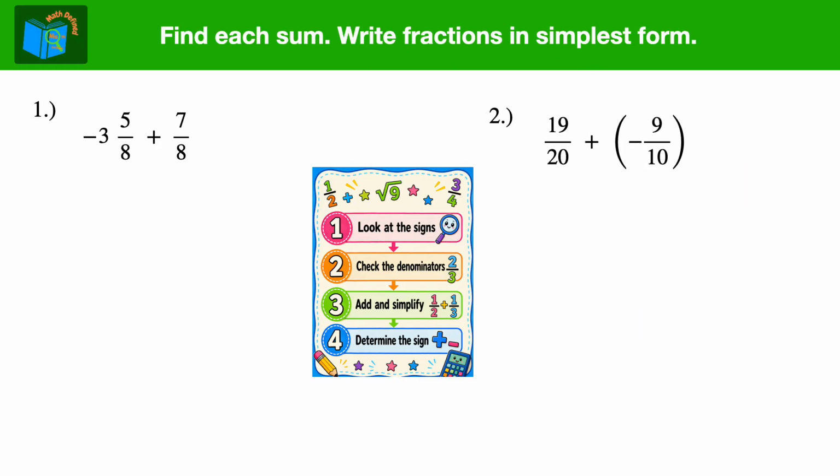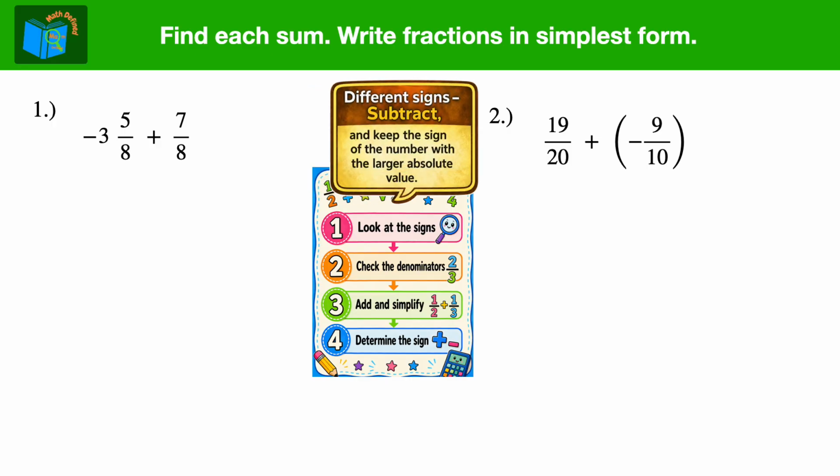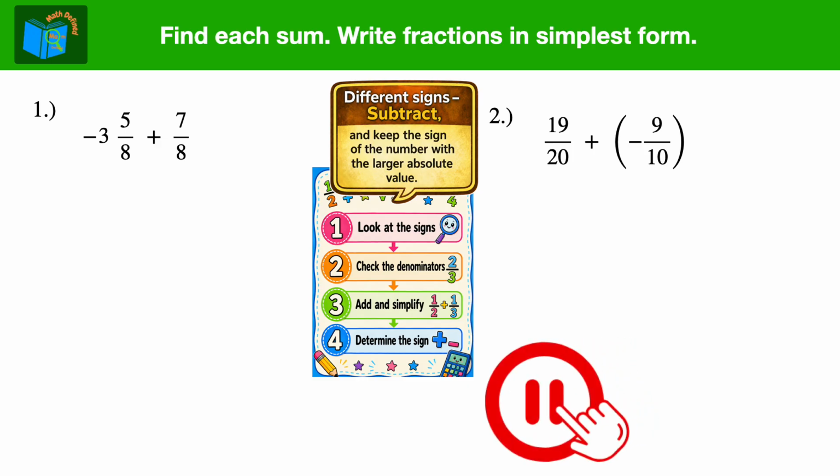For these first two problems, you'll need to find each sum and write your answer in simplest form. Both of them include positive and negative rational numbers. So before you start adding, take a moment to look at the signs. For number 1, the denominators are already the same, but you'll need to think carefully about that mixed number. For number 2, the denominators are different, so you'll need to find a common denominator before adding. Remember, different signs mean subtract and keep the sign of the number with the greater absolute value. Pause the video and then come back to check your work.